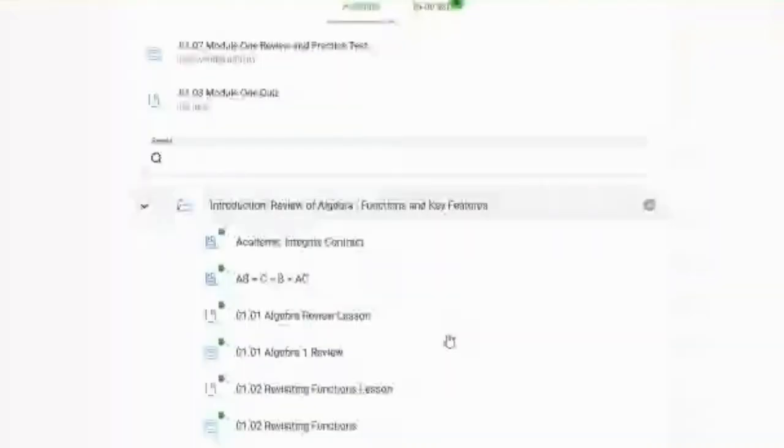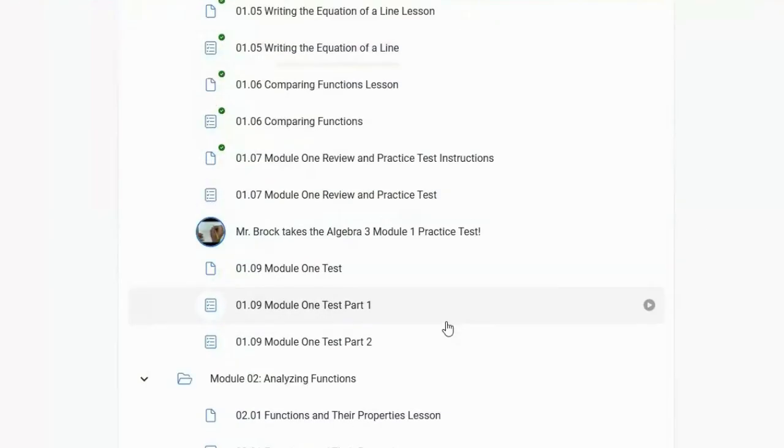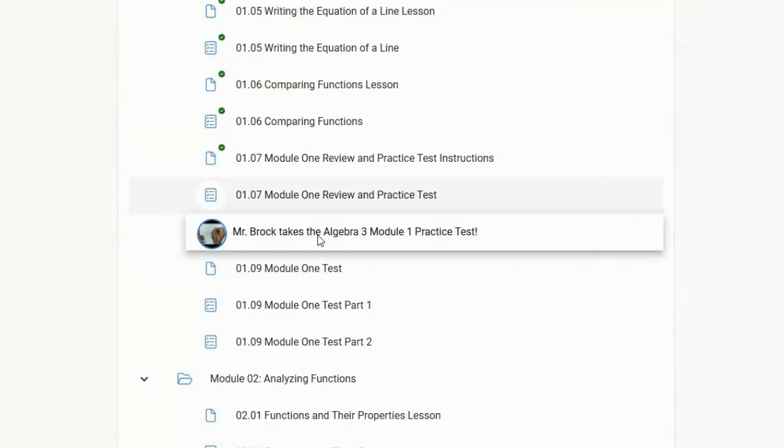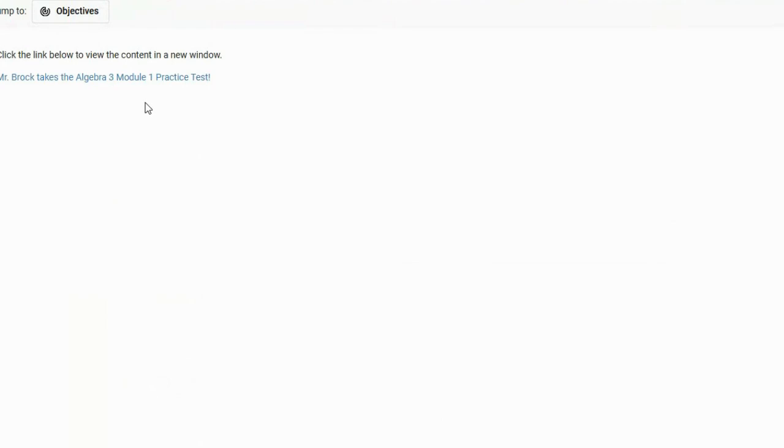I'm going to go back and look at what I missed. Oh, I missed number 3. I thought I had that right. What did I do wrong? So then you can go back and look at number 3 and say, let me go back and look at the lesson, or I can go back and look at the class video, or here, I'll show you this. Or I can go back to the activity page and I can scroll down and I can see that Mr. Brock also took the algebra practice test, module 1 practice test. And I can go here and click on this and it'll open up a new window for me with Mr. Brock taking this same test.